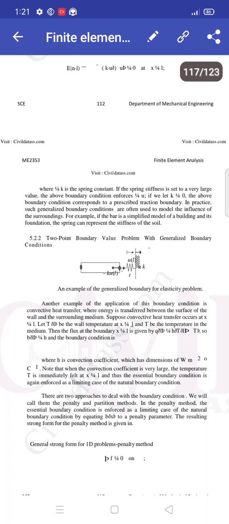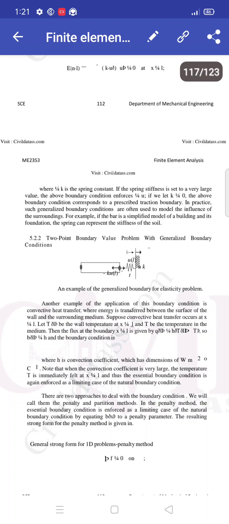Another example of application of this boundary condition is convective heat transfer, where energy is transferred between the surface of the wall and the surrounding medium. Suppose convective heat transfer occurs at x equals L. Let T(L) be the wall temperature at x equals L and T∞ be the temperature in the medium. Then the flux at the boundary x equals L is given by q(L).